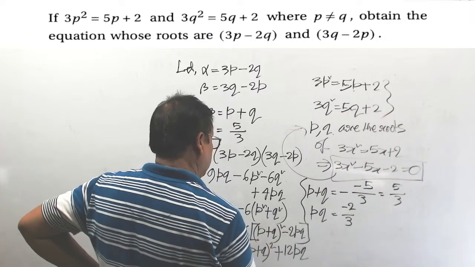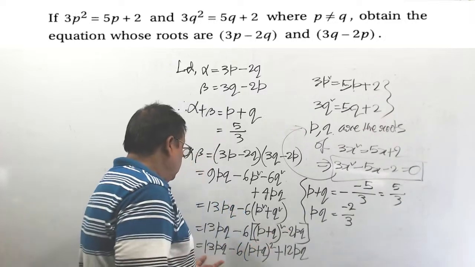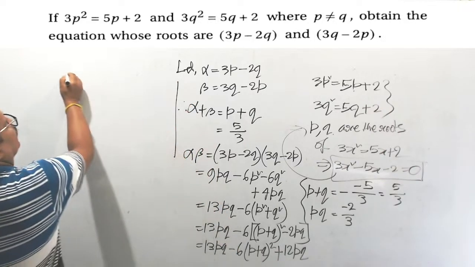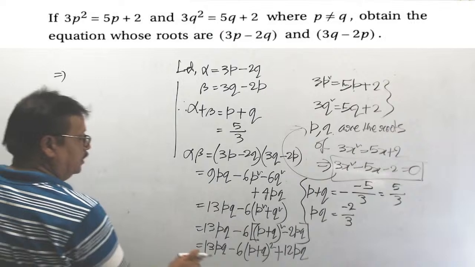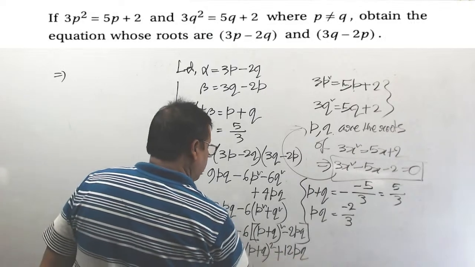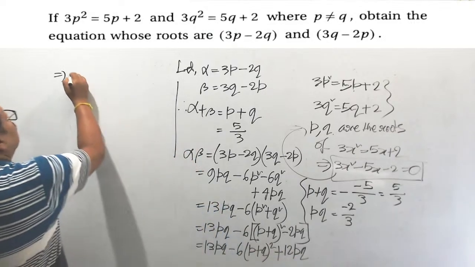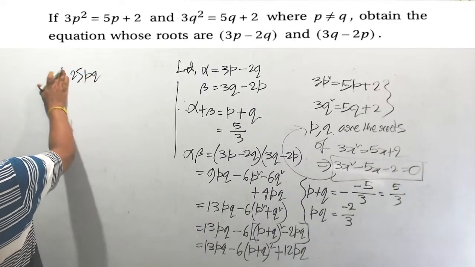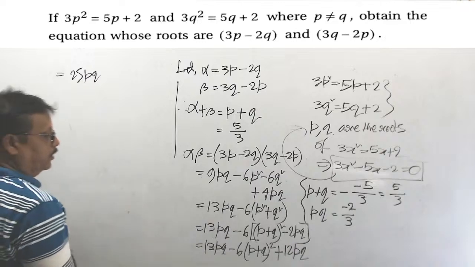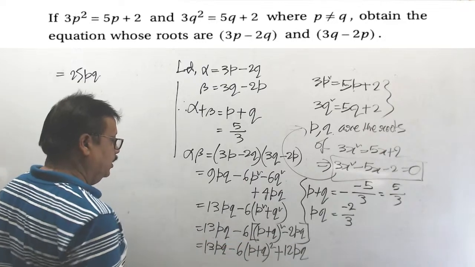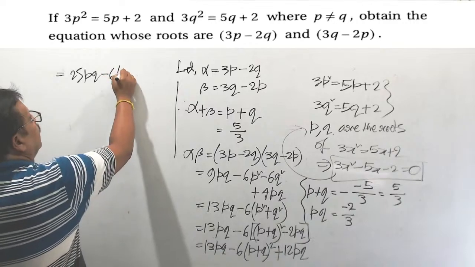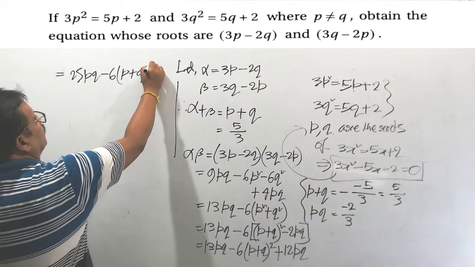Minus minus plus. Now next line here, this implies 13pq plus 12pq, 25pq. This equals 25pq, 13 plus 12, and minus 6 into p plus q whole square.